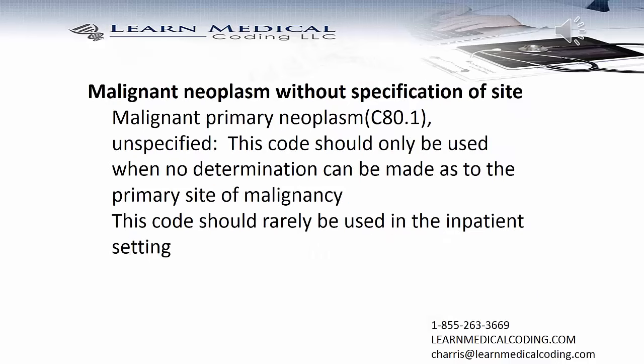Malignant neoplasm without specification of site. Malignant primary neoplasm is coded as C80.1. So if the physician is not specific and you do not know the primary location of a cancer, this is when you would use C80.1. This code should rarely be used in an inpatient setting.